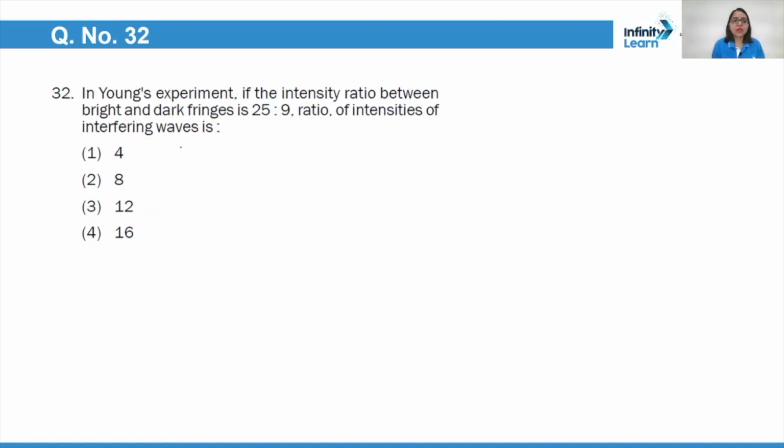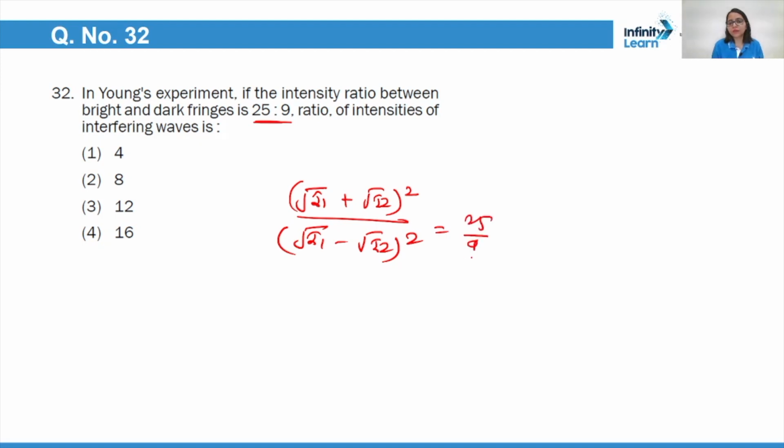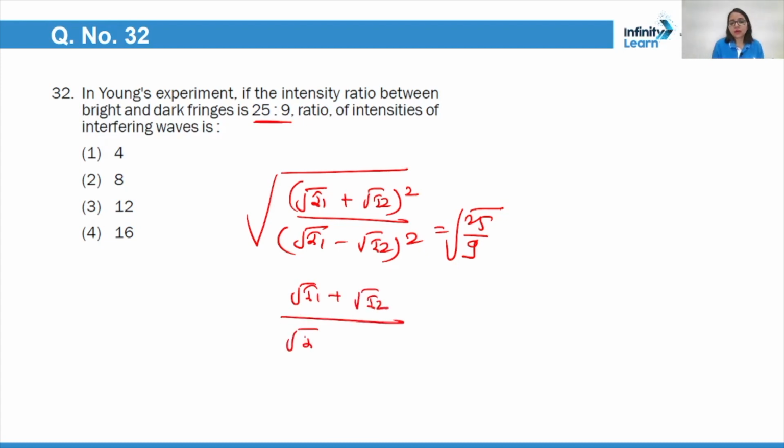Question number 32. In Young's double slit experiment, if the intensity ratio between bright and dark fringes is 25 upon 9, meaning I max upon I min is 25 upon 9, the ratio of intensities of the interfering waves is, so (under root of I1 plus under root of I2) whole square divided by (under root of I1 minus under root of I2) whole square is 25 upon 9. Take the square root on both sides. So you'll get (under root of I1 plus under root of I2) divided by (under root of I1 minus under root of I2) as 5 upon 3.